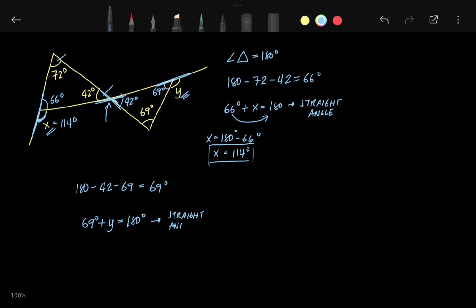Straight angle. And finally, transpose 69 to the other side so that y is equal to 180 minus 69. 180 minus 69 is equal to 111 degrees. So y is equal to 111 degrees. Okay, another example.